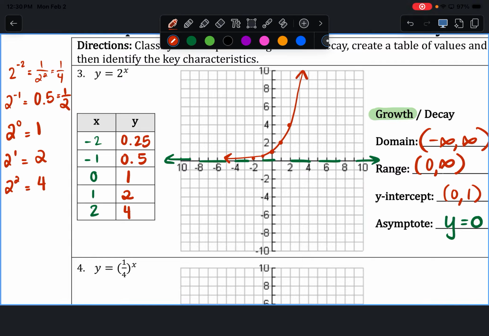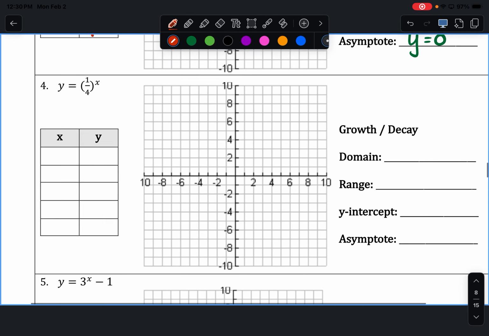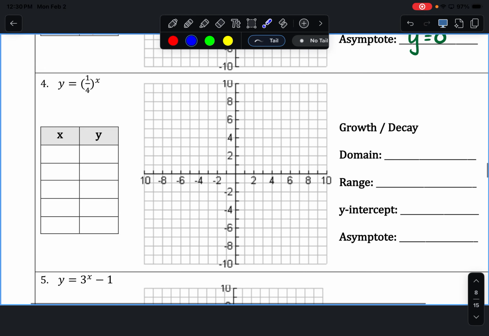All right, for number 4, we're doing the same thing. What is our b that we're looking at? 1/4. So is that going to be growth or decay? Decay, because it is less than 1. And where will our asymptote be located?